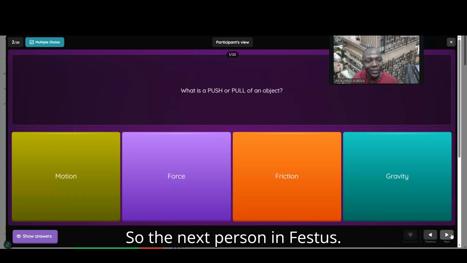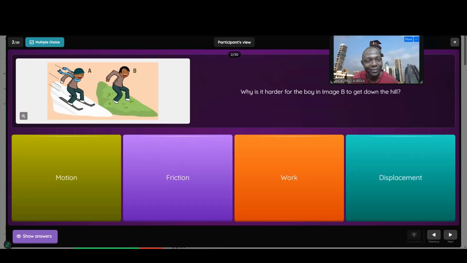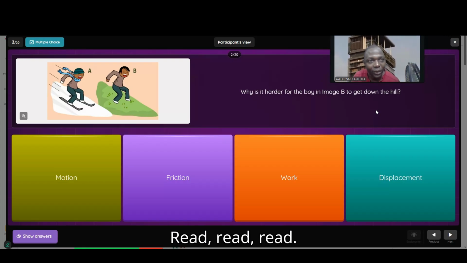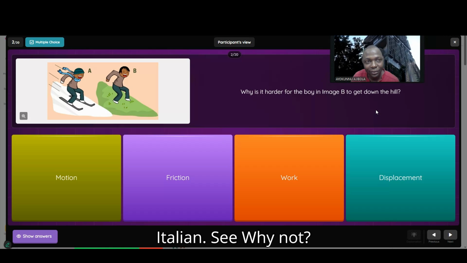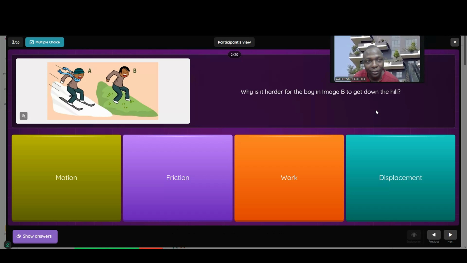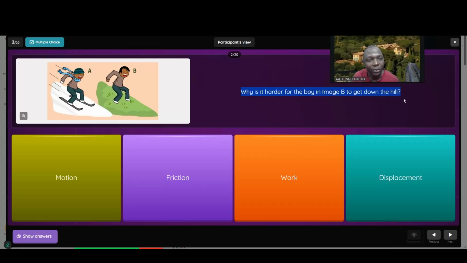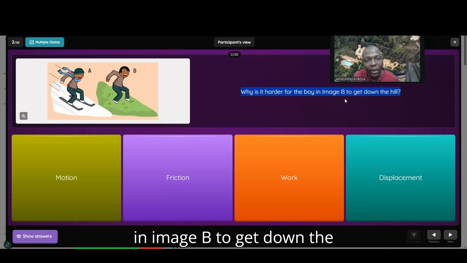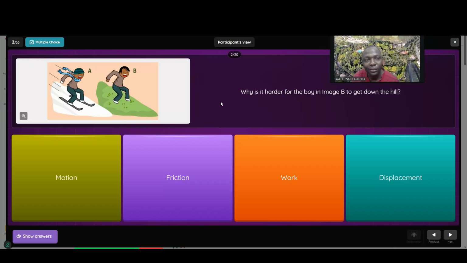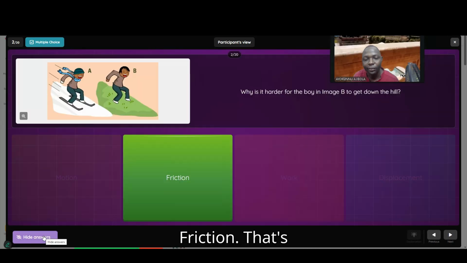So the next person, Festus. Read. He said you read it. Why is it harder for the boy in image B to get down the hill? Friction. That's correct.